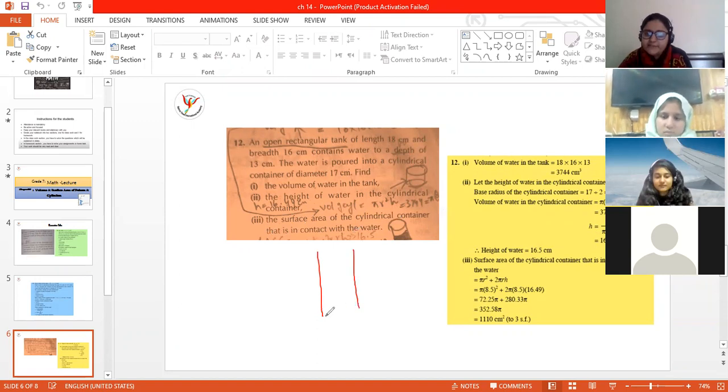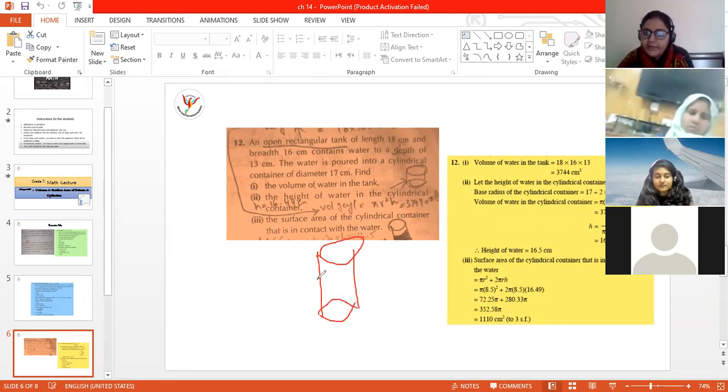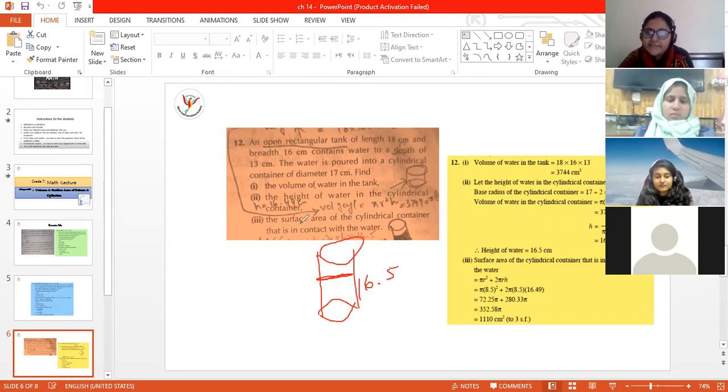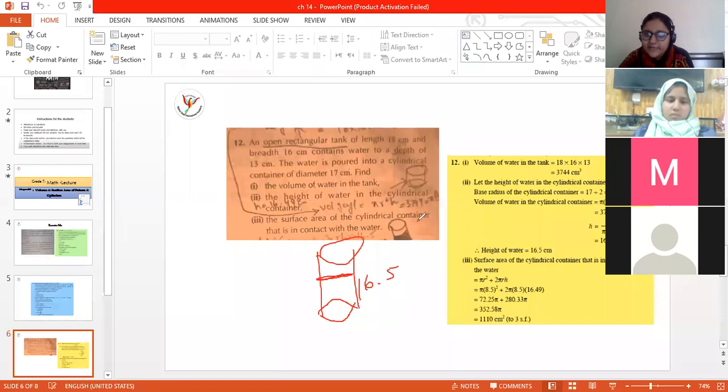Now the part number 3, the surface area of the cylindrical container that is in contact with the water. If this is a cylindrical container and you have poured all the water into it, and for example, the water is at this height, 16.5 centimeter. Clear? The radius and diameter is given. He is saying surface area of the cylindrical container that is in contact with the water. If the water is at this face, then you have to find the area of only this shape. You are not going to find the area of the upper side. So this upper side is missing. We will cut this upper side.